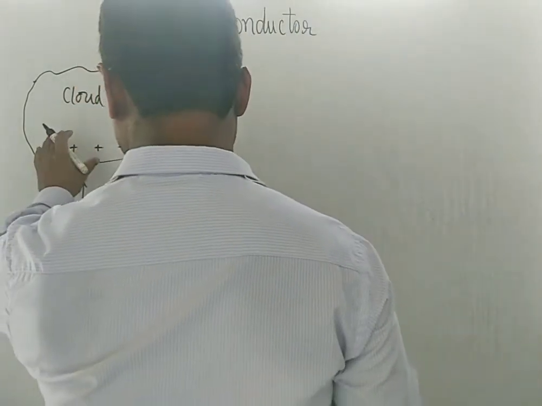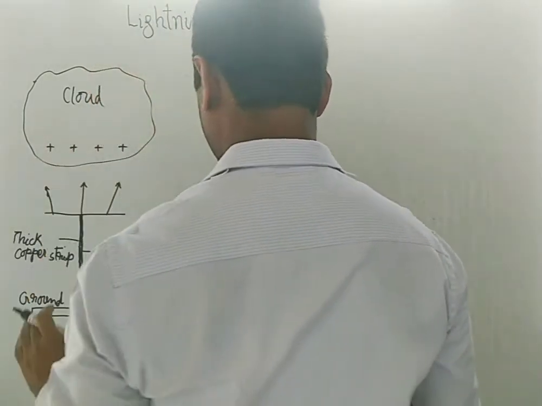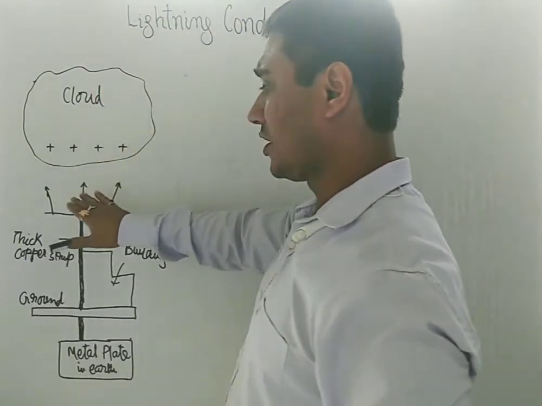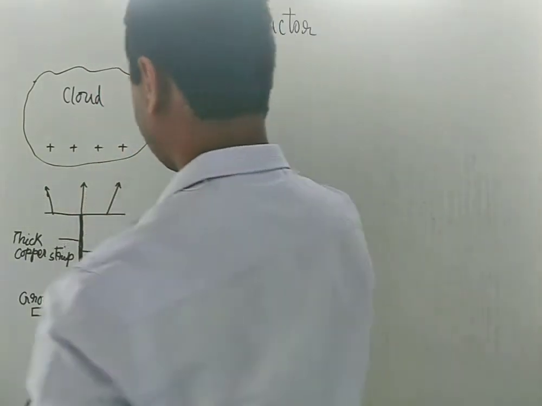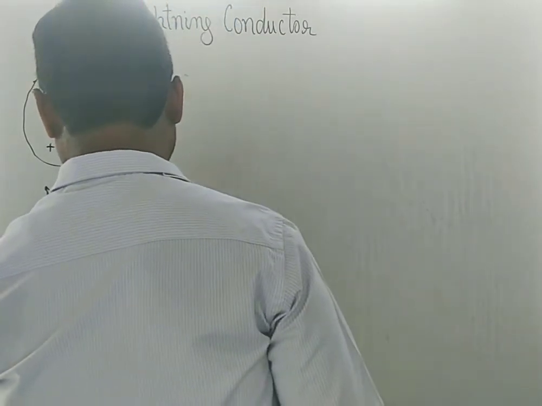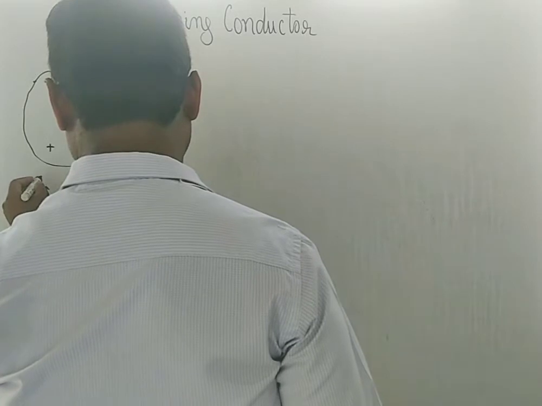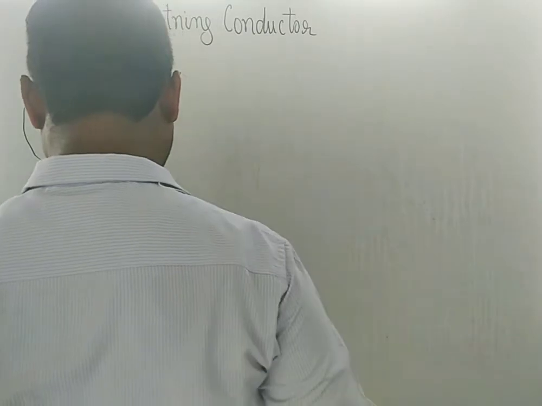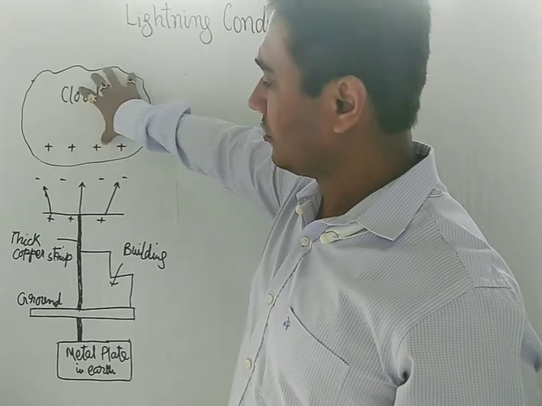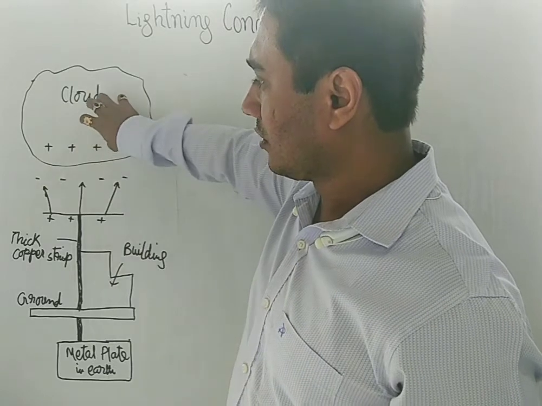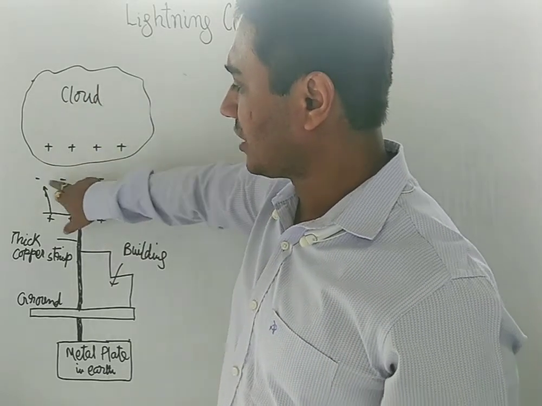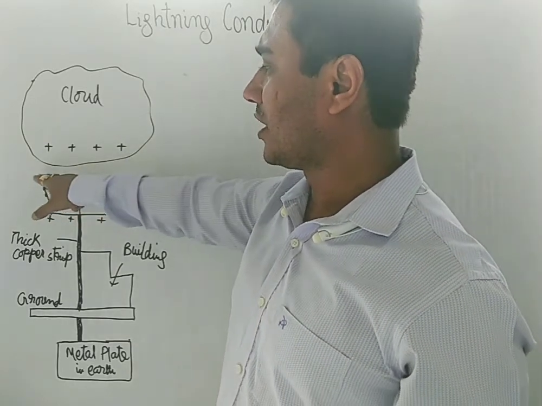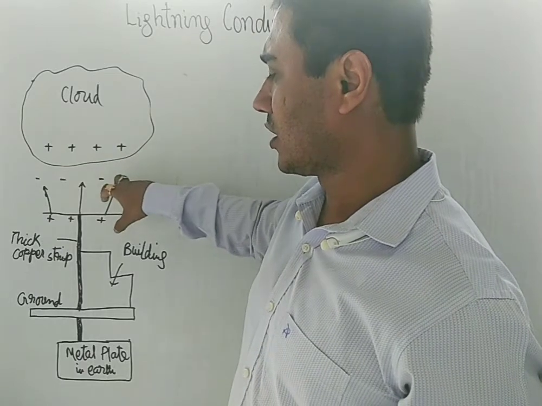So here, as clouds carry charges near to the building, the opposite charges are induced on this metal strip. Here positive charges will be there and negative charges close to the surrounding. As clouds come near to the tall building, the charges are induced on the pointed end of this lightning conductor, and negative charges are there in the surrounding close to this cloud.